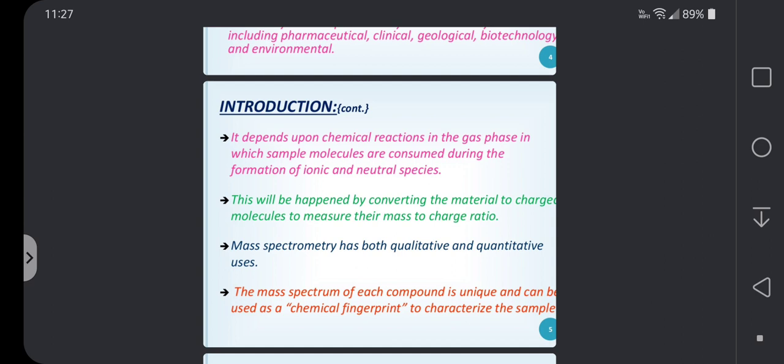Mass spectrometry has both quantitative and qualitative uses. The mass spectrum of each compound is unique and can be used as a chemical fingerprint to characterize the sample.